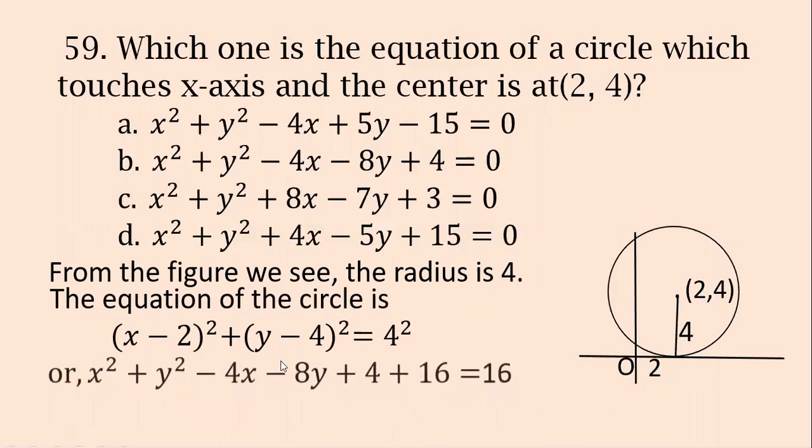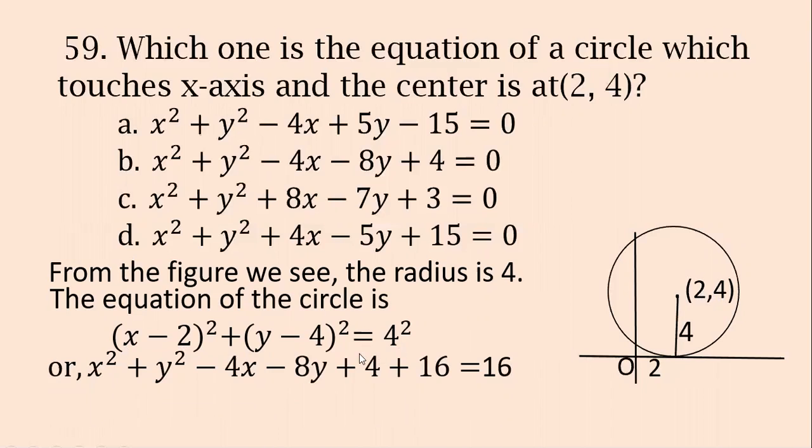So after calculation, (a minus b) whole square, here it is 4, this is 16 and this is 16. So we are left with only 4. So x square plus y square minus 4x minus 8y plus 4 is equal to 0. This is our equation. Then 60.